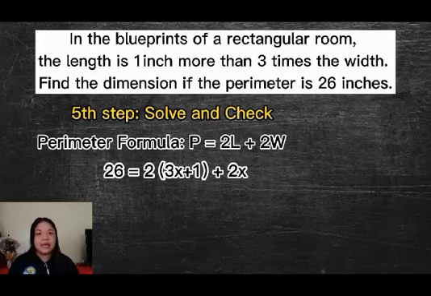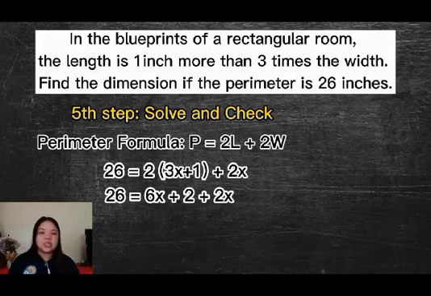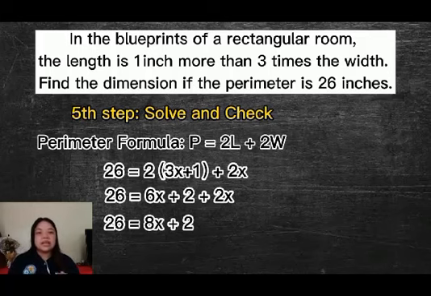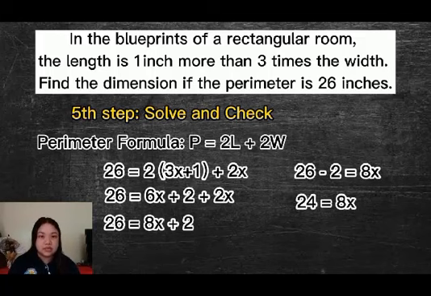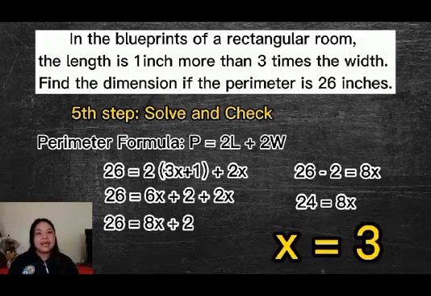Then let's multiply, and it will become 26 is equal to 6x plus 2 plus 2x. Then combine like terms, and it will be 26 is equal to 8x plus 2. Then let's transpose 2 on the left side and subtract it from 26, and now we have 24 is equal to 8x. Divide both sides by 8, and we will get x is equal to 3.